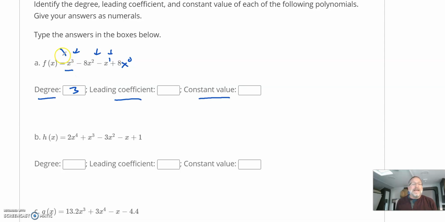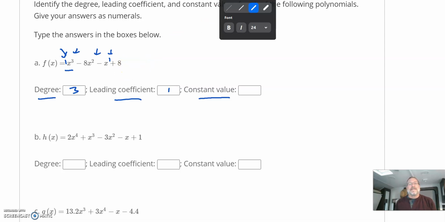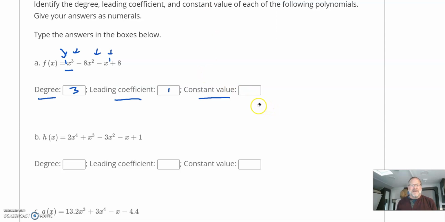When you find the degree, look to the same term. The leading coefficient is the number in front. And there's an invisible 1 there. So the leading coefficient is 1. And where you see the last number, the number with no x on it, that's called the constant. That's your y-intercept, because if x is 0, that's all you'd have left. So our constant in this one is 8.